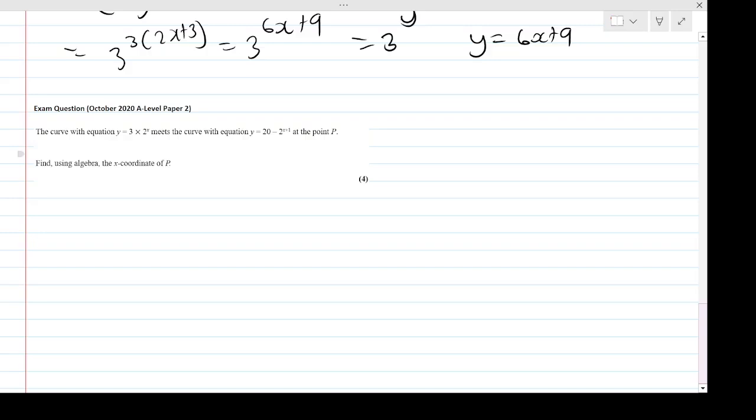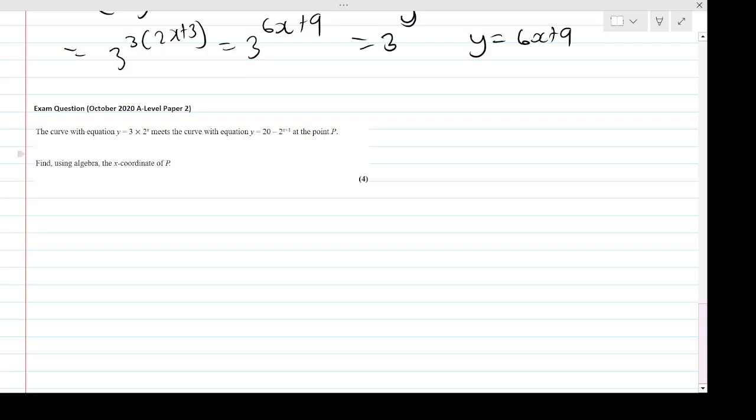Cool. So we are given an exam question. It says the curve with equation y is 3 times 2 to the x meets the curve with equation y is 20 minus 2 to the x plus 1 at the point P. Find the x coordinate of P.